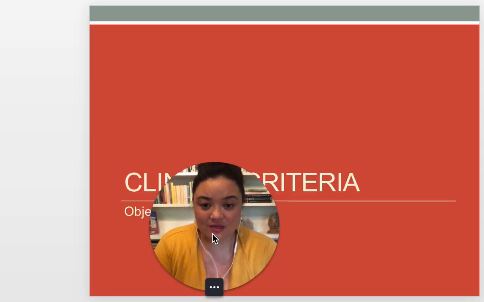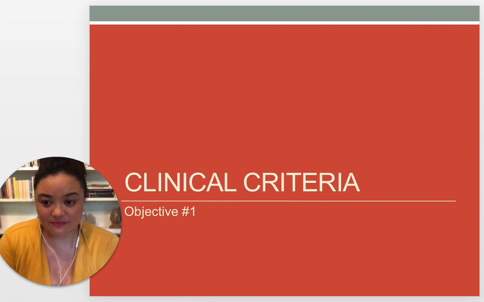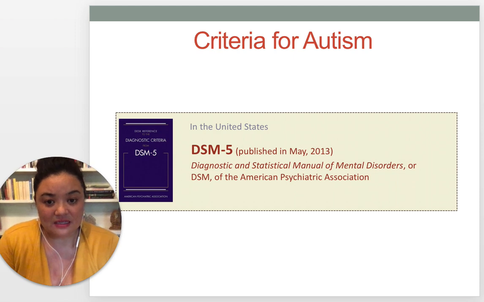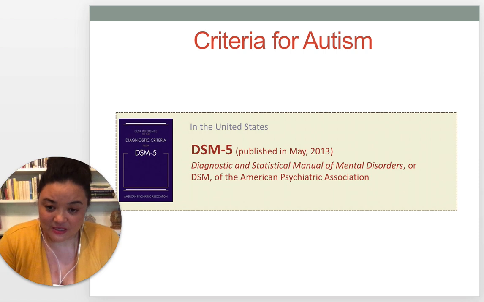So first, let's talk a little bit about our clinical criteria. In the United States, the Diagnostic and Statistical Manual of Mental Disorders, or DSM for short, which is published by the American Psychiatric Association, provides the criteria that we use as the basis for diagnosing a range of mental health and developmental disorders, including autism spectrum disorder.